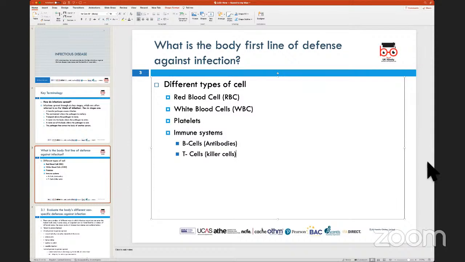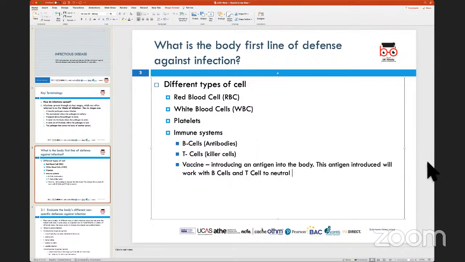When we use vaccines, what we try to do is, when the body is being given a vaccine, what is a vaccine? A vaccine is basically introducing an antigen into the body. And this antigen, which is introduced in the body, will work with B cells and T cells to neutralize the infection, or the microorganism or pathogen which is causing that infection.